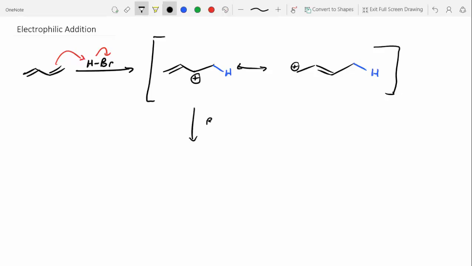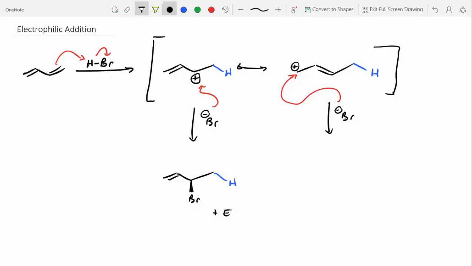Let's say I have bromine floating around. Bromine's now got two options for where it can attack. It can attack this carbon, or it can attack that carbon. So let's draw our potential products from this. This one could have the bromine attack from the top or the bottom, so I'll just write plus enantiomer.